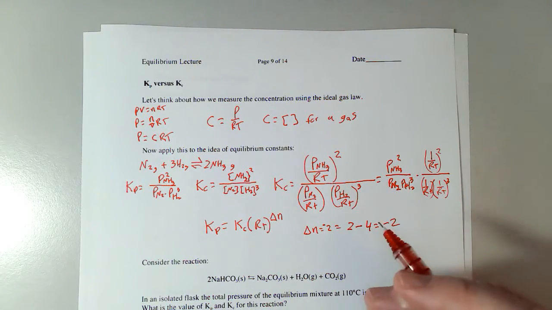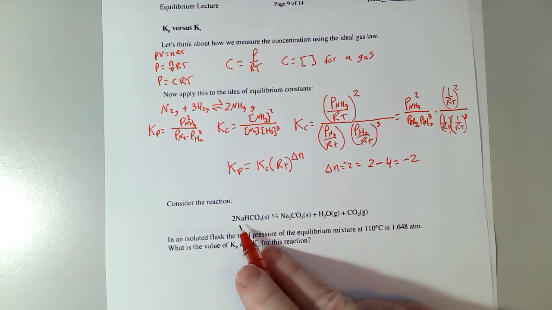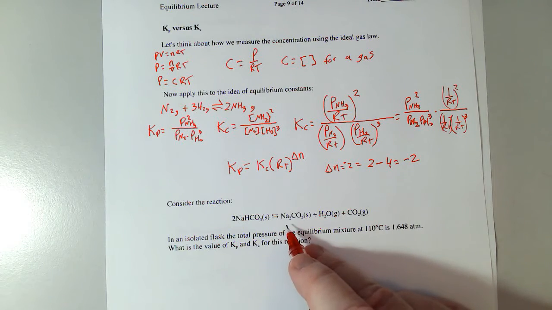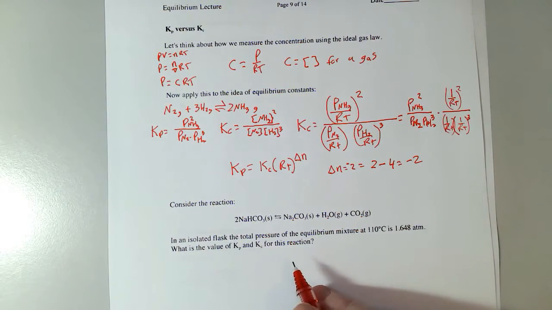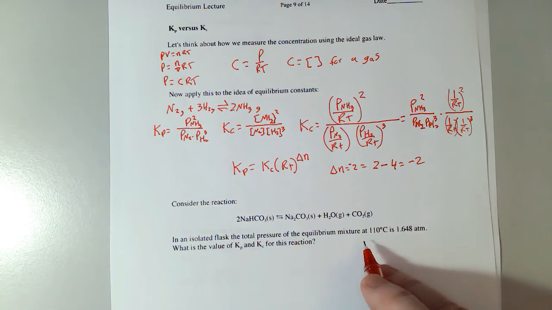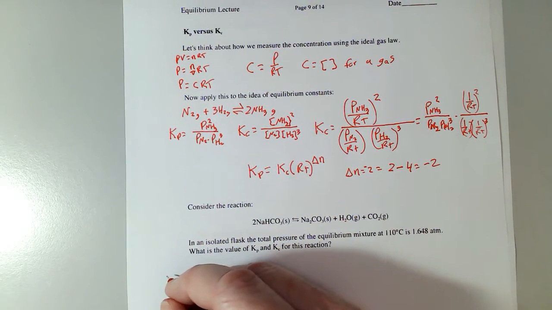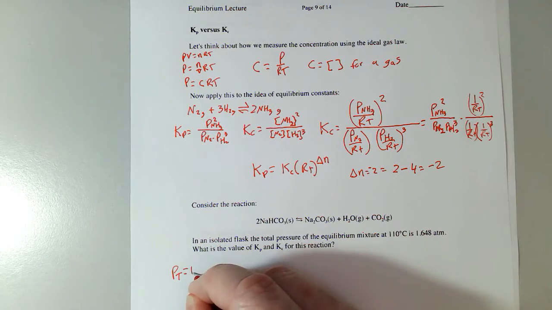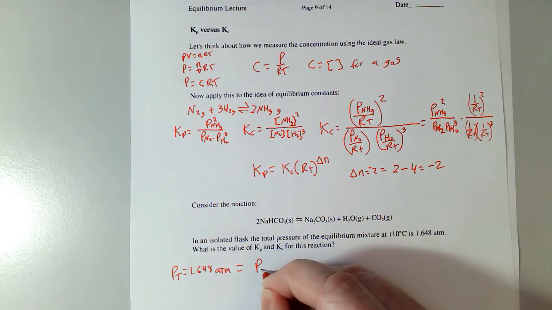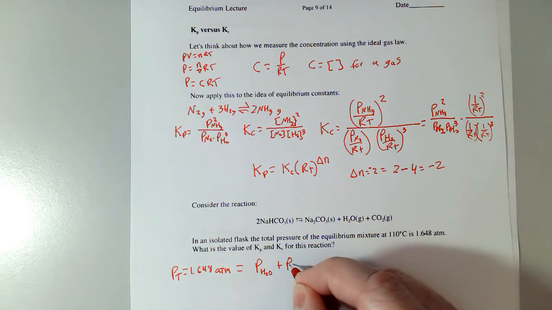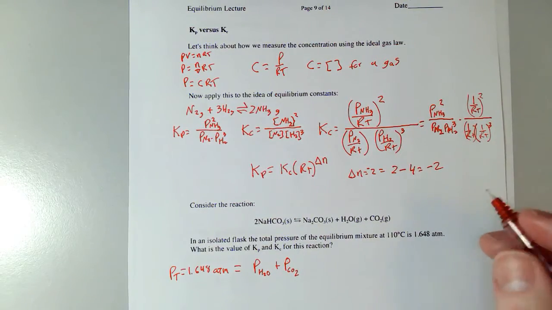Okay? So now, putting that into play with the gas laws, I have this reaction, 2 NaHCO3 solid gives us Na2CO3 solid, and H2O gas and CO2 gas. Now, the total pressure of this equilibrium mixture at 110 degrees is 1.648 atmospheres. So P total equals 1.648 atmospheres. Now that's going to equal the pressure exerted by the water vapor and the pressure exerted by the CO2 gas. These two are solids, they will not be exerting any pressure.